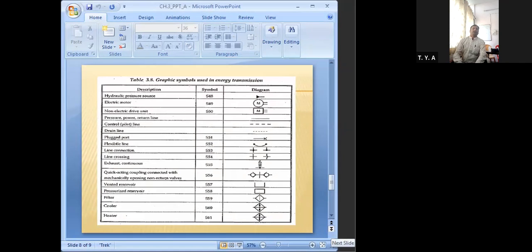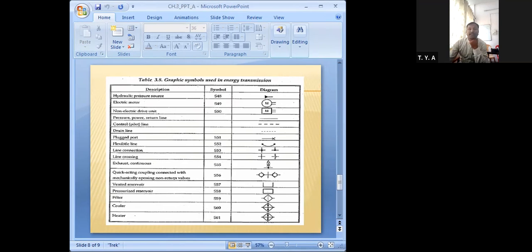Then graphical symbols which are used in energy transmission. To represent energy transmission elements, there are different graphical symbols. Here I have mentioned all of them. To represent a hydraulic pressure source, it is represented by this one. You can see the symbol.